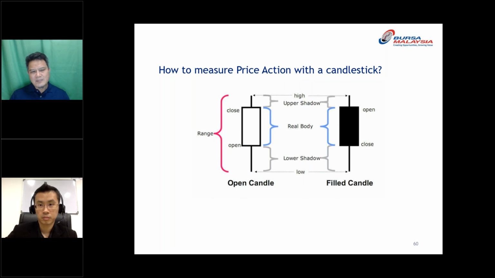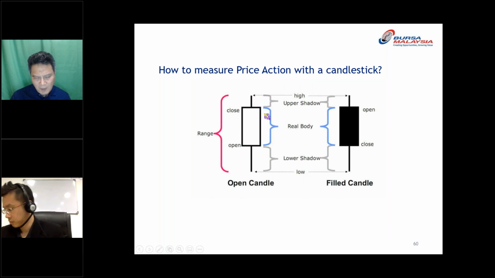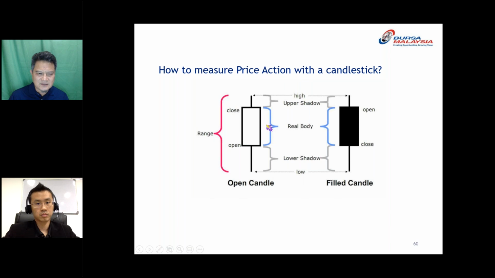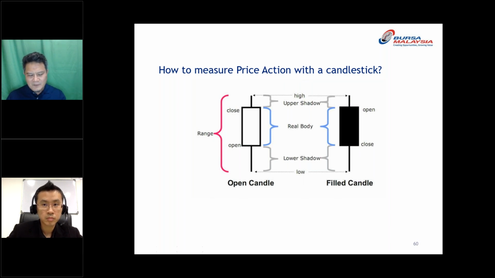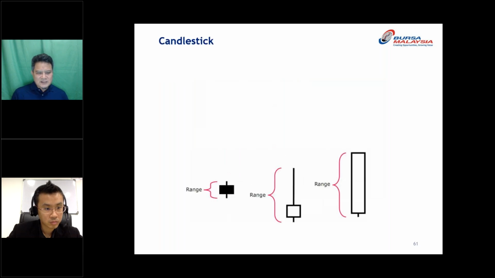Okay, that's one range. And then here is what we call the wick or shadow, which is also a range: the range of the wick at the top, the range of the wick at the bottom, and the range of the body. So you can see that here is a white body, here's a black body, and there's a range of the upper shadow and range of the lower shadow. So it's either a hollow candle or a filled candle. Okay, this is what I call range.